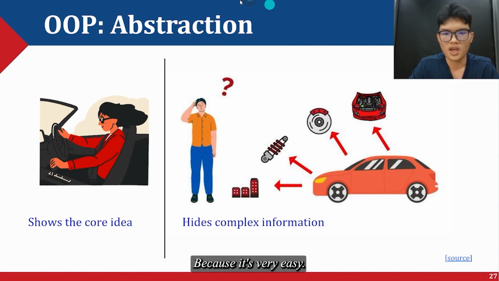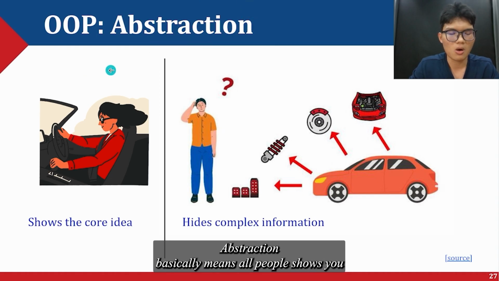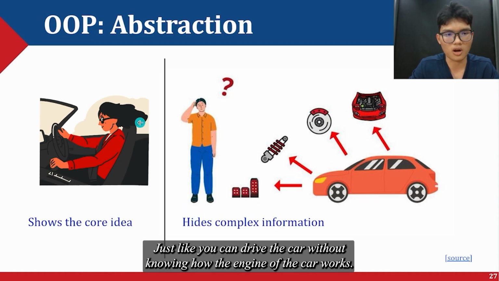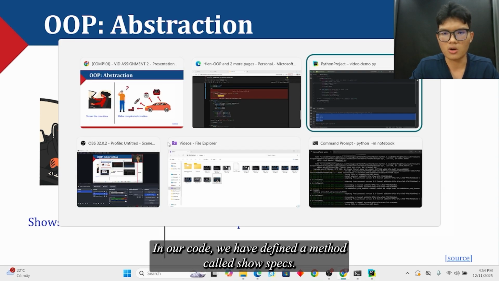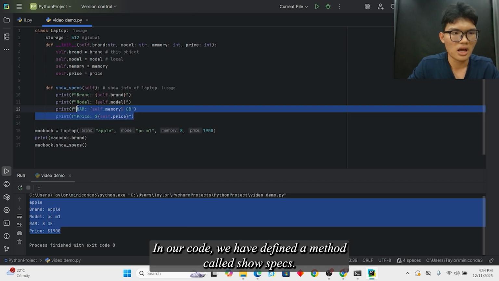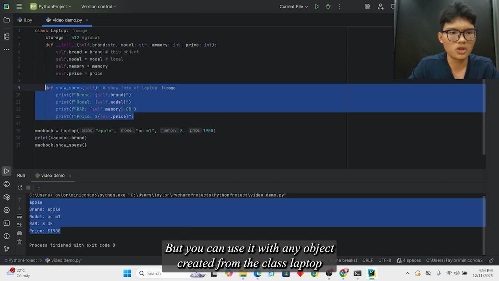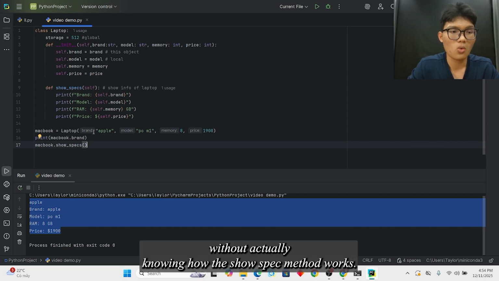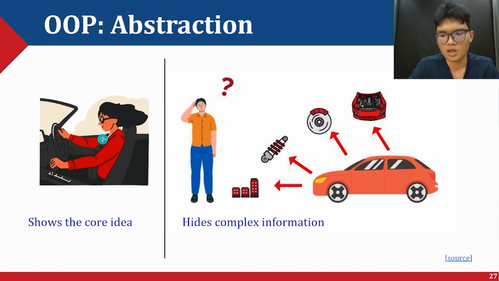Abstraction is very easy. Abstraction basically means OOP will show you the core data and hide the complex information, just like you can drive the car without knowing how the engine of the car works. In our code, we have defined a method called showSpecs, but you can use it with any object created from the class Laptop without actually knowing how the showSpecs method works.